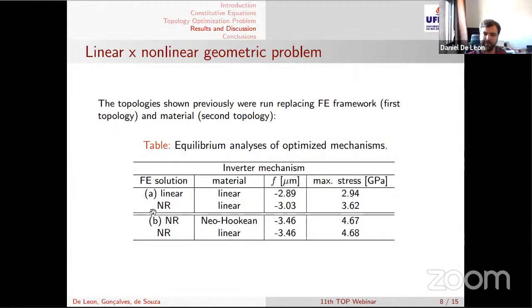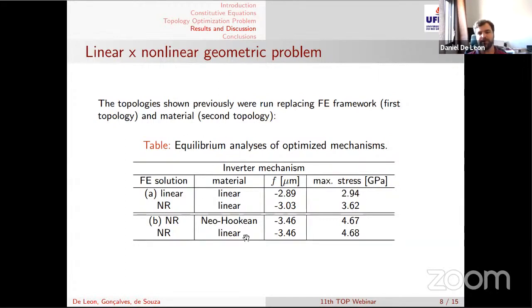We can see that replacing the linear finite element solution by a neutral Epsilon scheme, keeping the linear material, we obtain a better performance. We can reach a better local minima, you can say, using a neutral Epsilon scheme. Just made the equilibrium analysis.